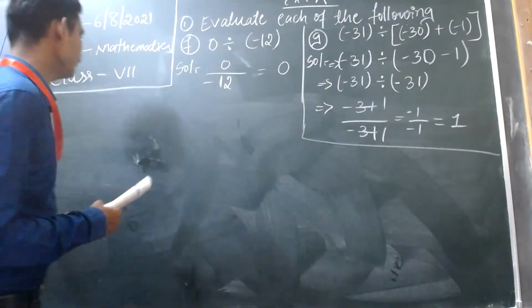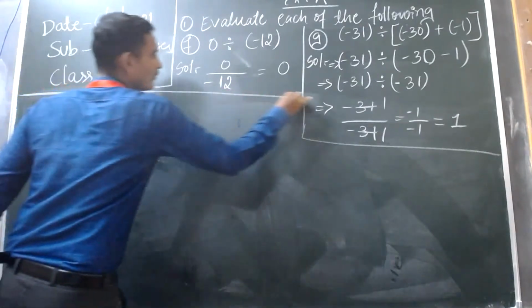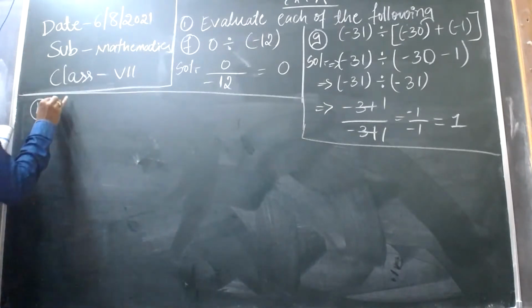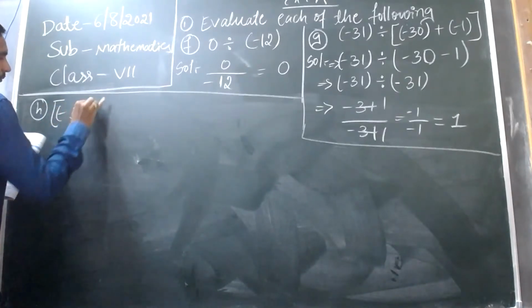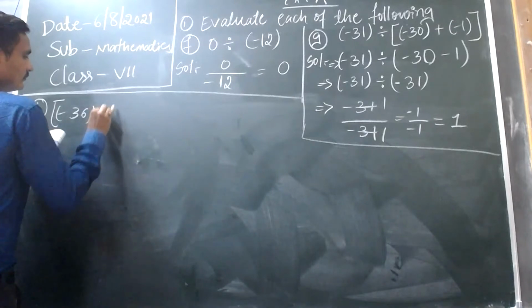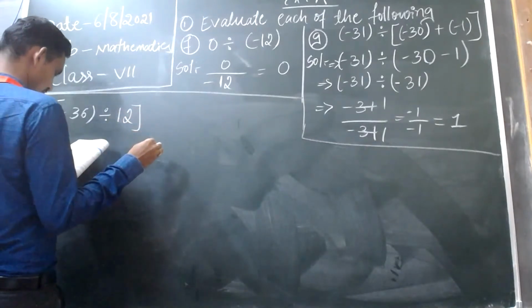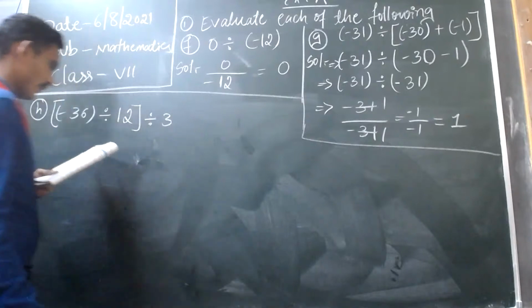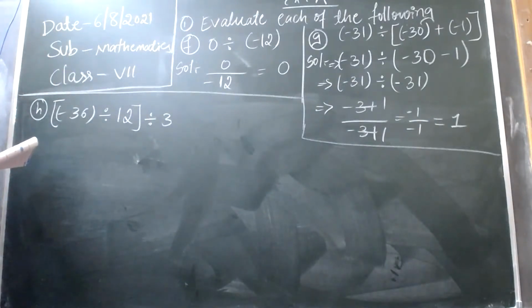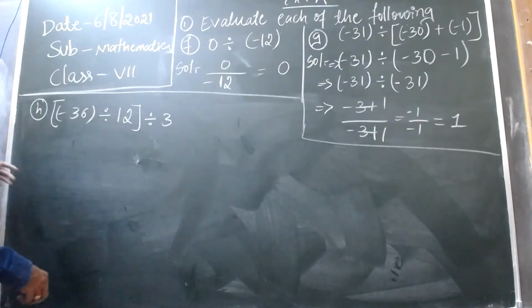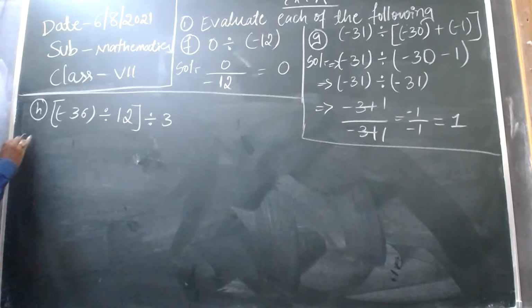Next one, H. You solve the H question. So H1 I will write here: minus 36 divided by 12 divided by 3. Now we have to solve this one also the same as before. First we have to solve the bracket. For the bracket, just make a solution. I will write here solution.